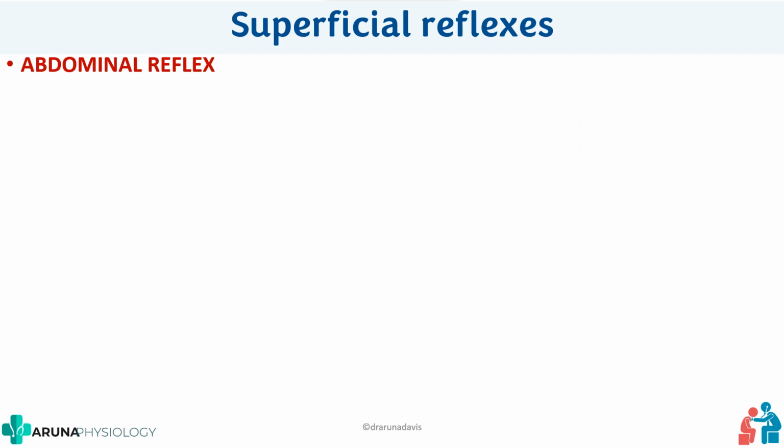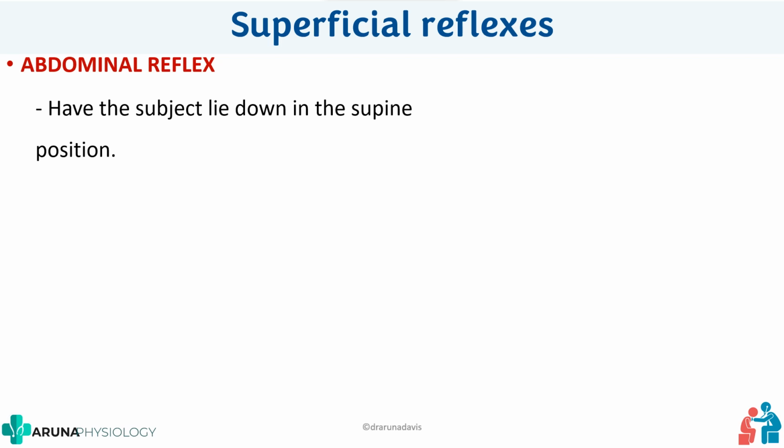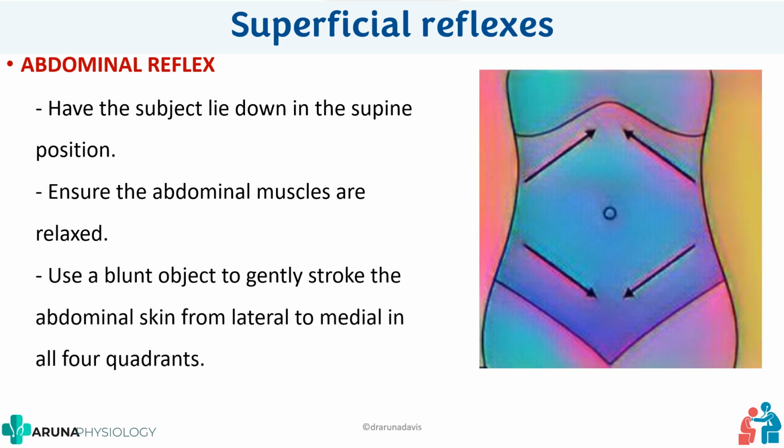What about the abdominal reflex? To elicit that, we have the subject lie down in the supine position. We ensure that the abdominal muscles are well relaxed, and then using a blunt object, you gently stroke the abdominal skin from lateral to medial. On all four quadrants, we stroke the abdominal skin. If there is a lesion on one part, or if the muscles are paralyzed, the umbilicus position will not be central. The normal abdominal muscles will pull it towards their direction.